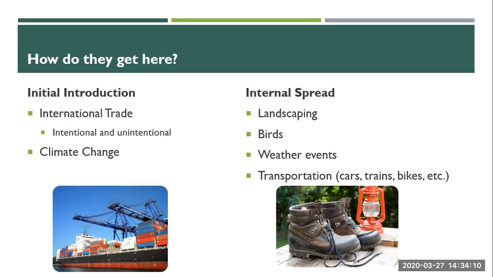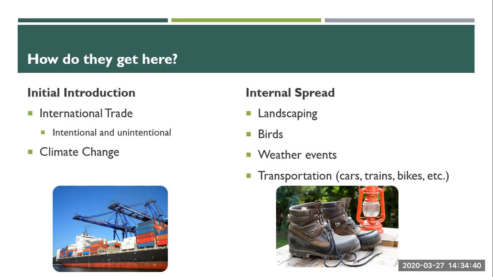There's also the unintentional introduction, so that would be hitchhikers coming on shipping crates or airplanes, things like that, but it's unintentional. People don't know that it's happening. Another way is climate change. Like I said before, if something in the southern United States starts to creep its way up because the climate is warming, that's an example of an invasive species.